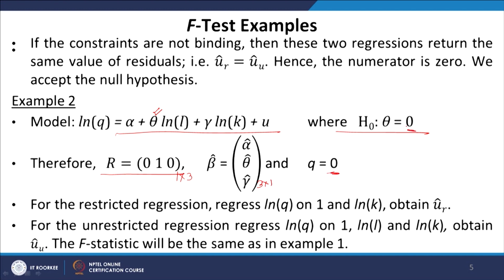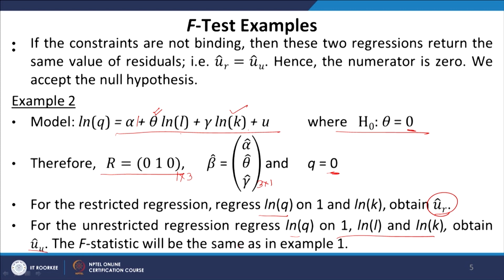For the restricted regression, we regress logarithm of q on only 1 and logarithm of k, because theta has been put equal to 0 and that is why there is nothing to estimate. We obtain u r hat. For the unrestricted regression, we regress logarithm of q on the usual 1, logarithm of L and logarithm of k, and obtain u hat. The F statistic will be the same as that in example 1.